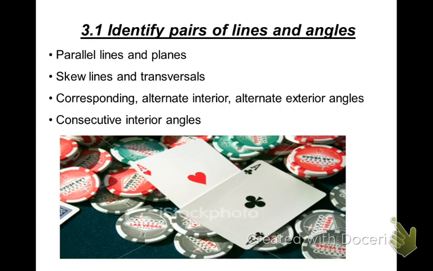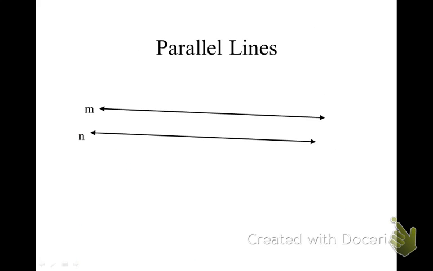So section 3.1 of geometry is on lines and angles, pairs of lines and angles. We're talking about parallel lines and parallel planes, skew lines, what a transversal is, corresponding angles, alternate interior angles, alternate exterior angles, and consecutive interior angles. So all those vocabulary words will be hit on.